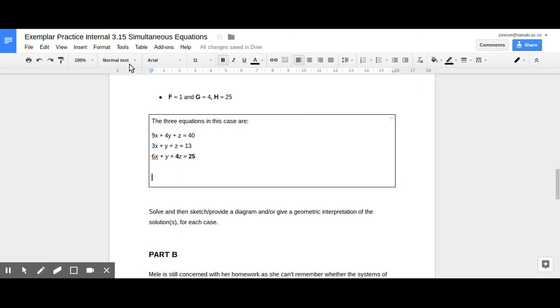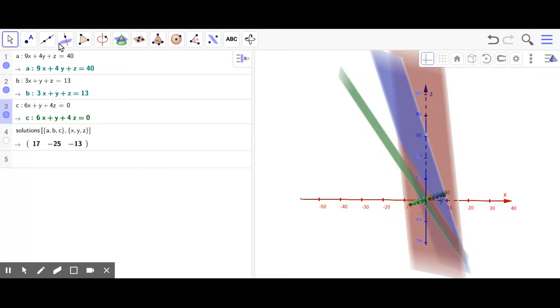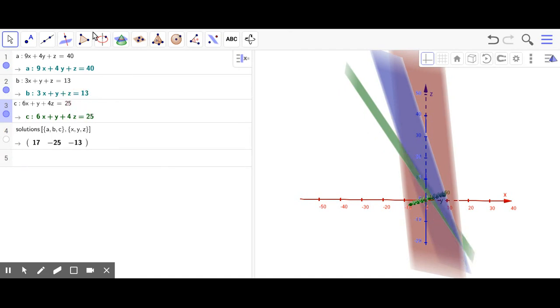Alright, so what we're doing is we're changing the y, z, and the constant. So looking back here, we're changing the y to just y by itself. We're leaving the 4z as that, and then the constant at the end is 25. So we actually only changed the f and the h. We changed the f to 1 and the h to 25.